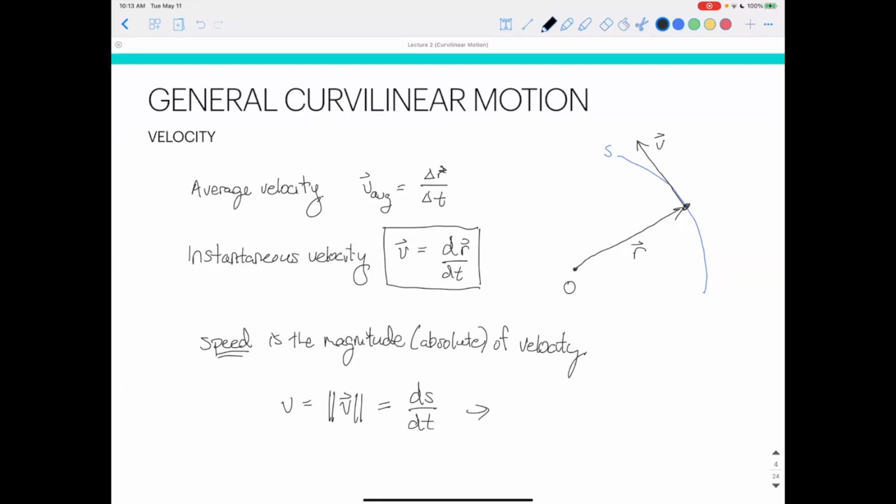And just to reiterate, the speed is not a vector. This is speed. This is velocity. So when we talk about the rectangular components, we'll talk about what that symbol actually means and how you calculate the absolute value or the magnitude of the vectors.